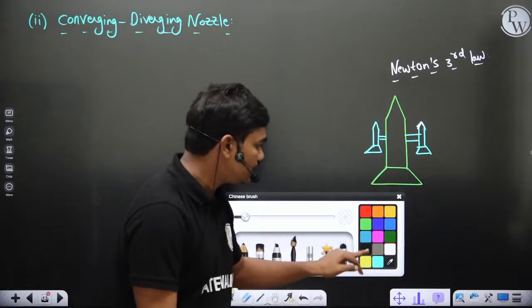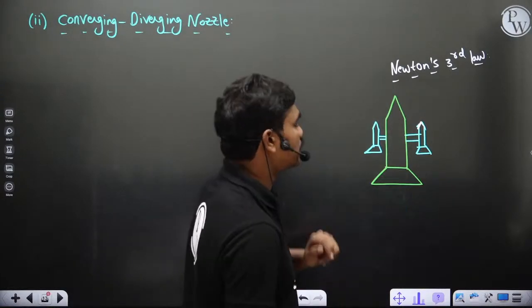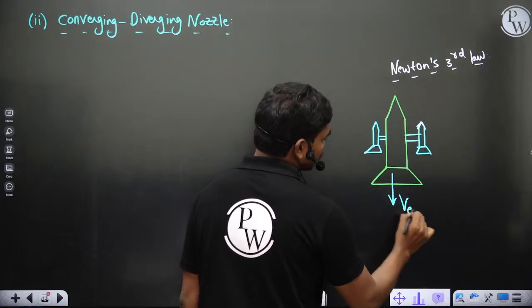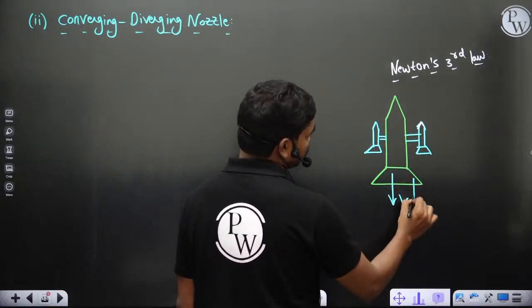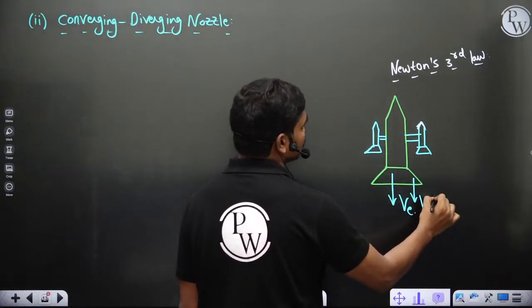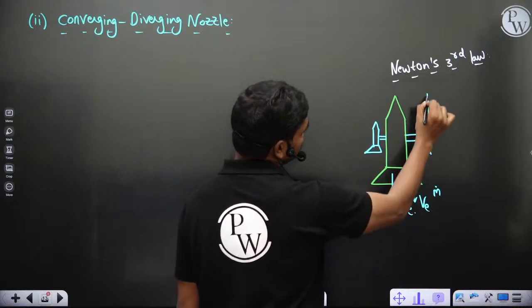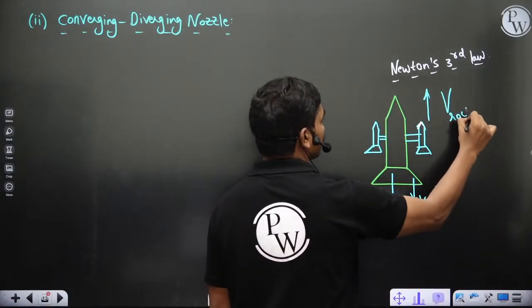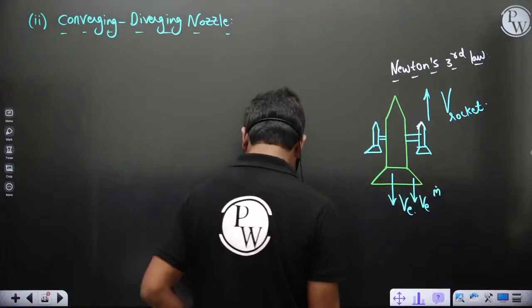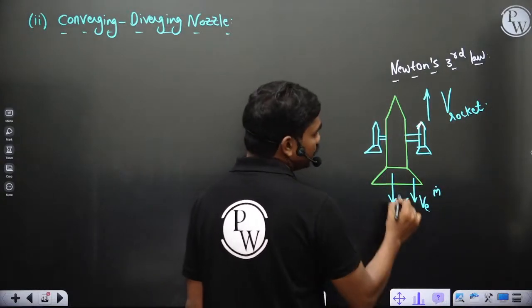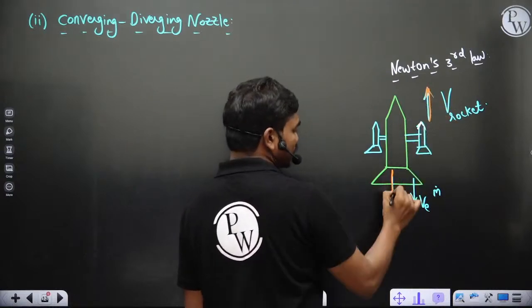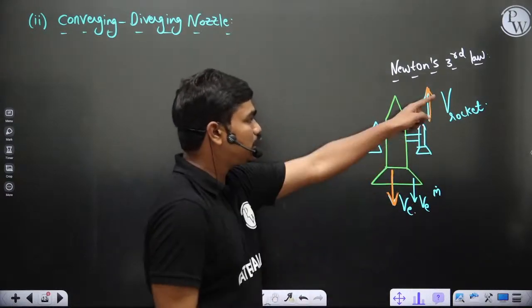Now if this is Newton's third law of motion, then the exit gas velocity, the exhaust gas velocity, and of course the combustion mass flow rate, decide the velocity of this rocket. Yes or no? If you take this V rocket and the exit gas velocity, clearly these two are proportional to each other.